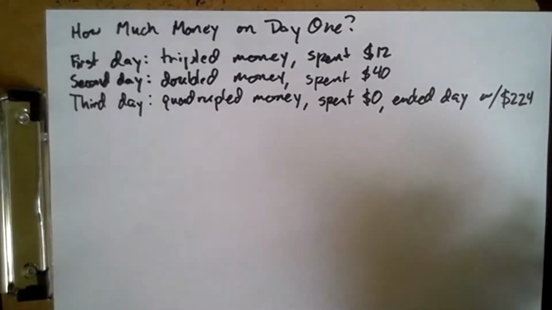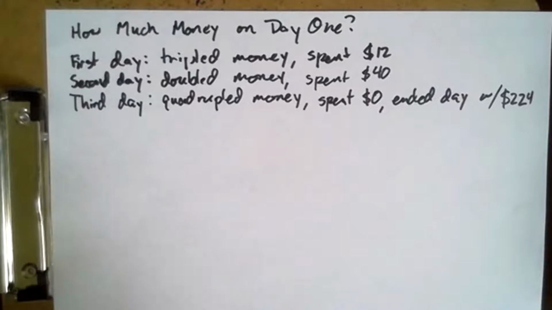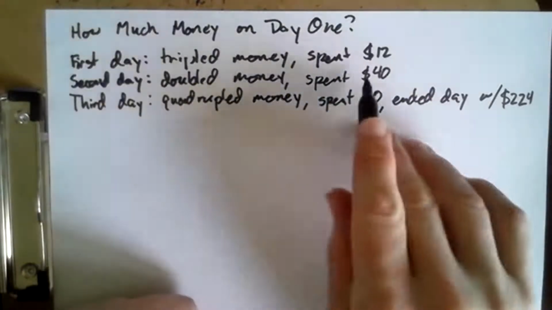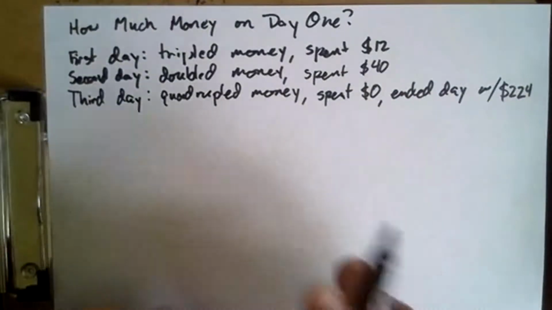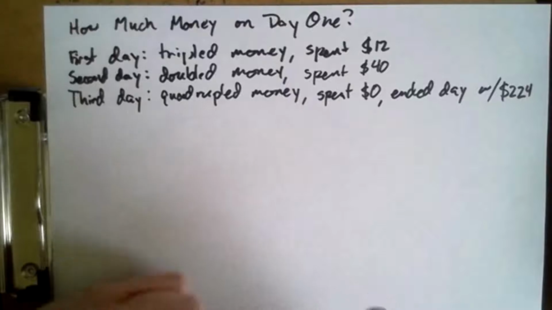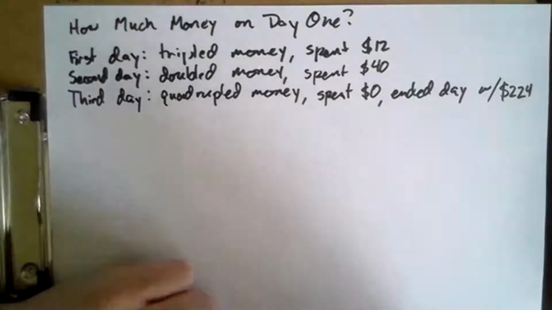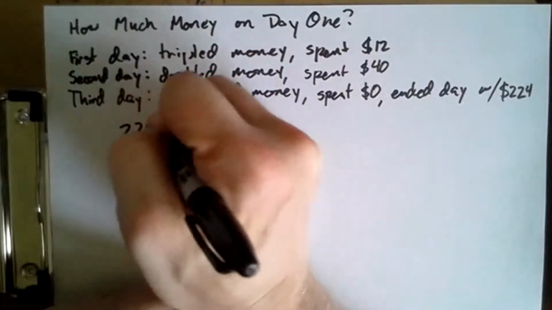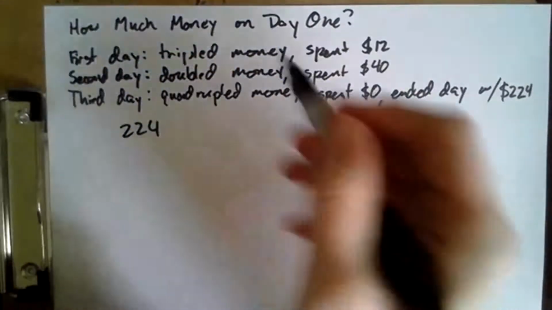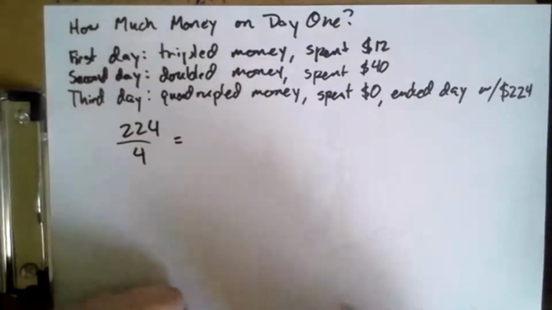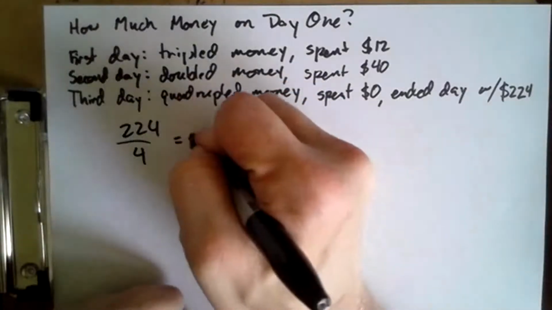Okay, so we start with this information. First day, he tripled his money and spent $12. The second day, he doubled his money, spent $40. The third day, he quadrupled his money and wound up with $224. So we can start with the fact that he had $224 at the end of the third day. And then we undo the last thing done to his amount of money. We divide it by 4. Okay, well, 224 over 4 is 56.